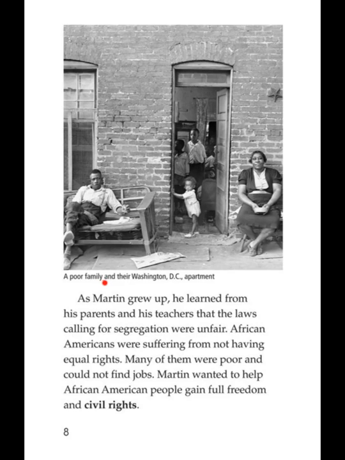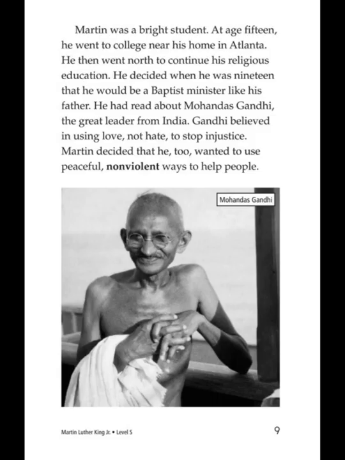A poor family and their Washington, District of Columbia apartment. As Martin grew up, he learned from his parents and his teachers that the laws calling for segregation were unfair. African Americans were suffering from not having equal rights. Many of them were poor and could not find jobs. Martin wanted to help African American people gain full freedom and civil rights.